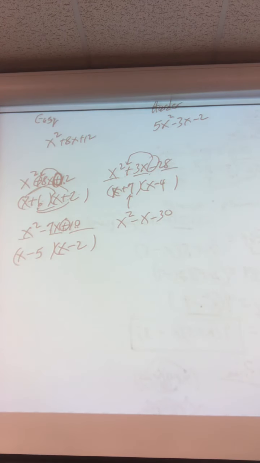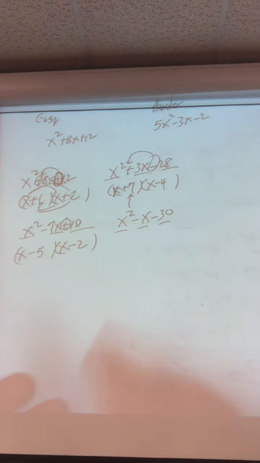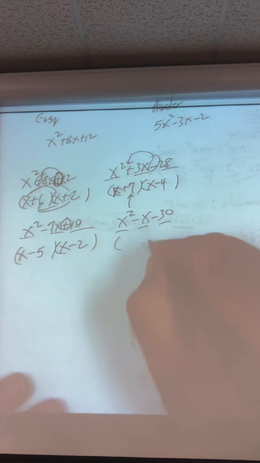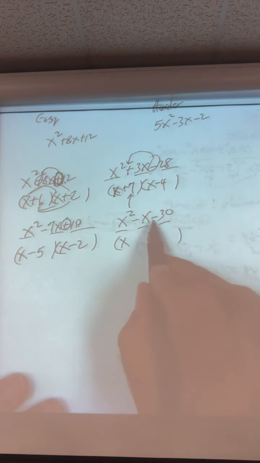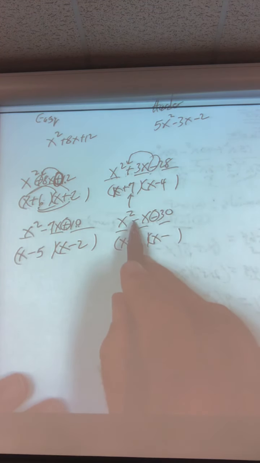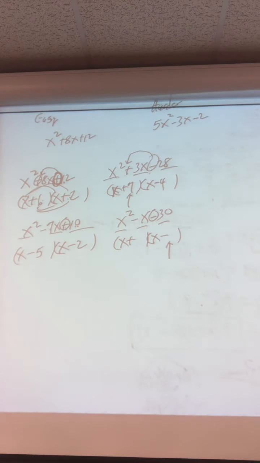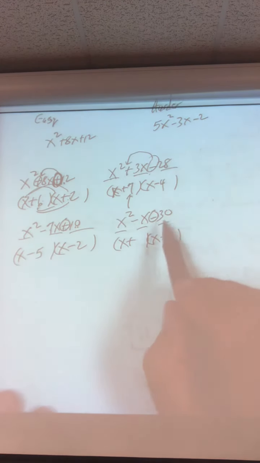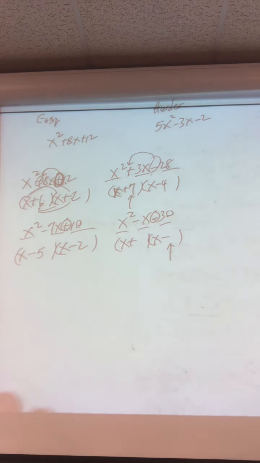X squared minus x minus 30. No GCF. This is the easy case. X squared breaks up x times x. Signs are different. Largest is negative. So the largest number is going to go right there. I need two numbers. When you multiply them, you get 30. If you subtract the two numbers, you get a negative 1. Multiply 30, subtract 1. 6 times 5.